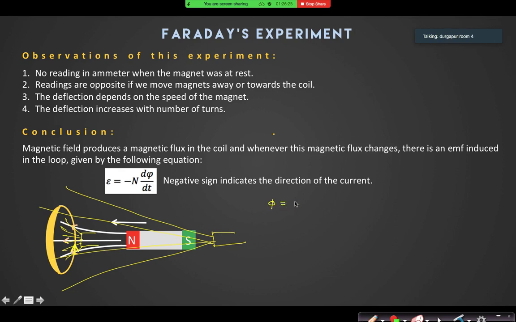Phi is magnetic flux. Magnetic flux is also integral of B dot ds. Right? So B dot ds is always zero, we read in the previous chapter. Is it always zero? What was zero? Magnetic flux in a closed surface is zero. Is that a closed surface or open surface? It is an open surface. Alright.